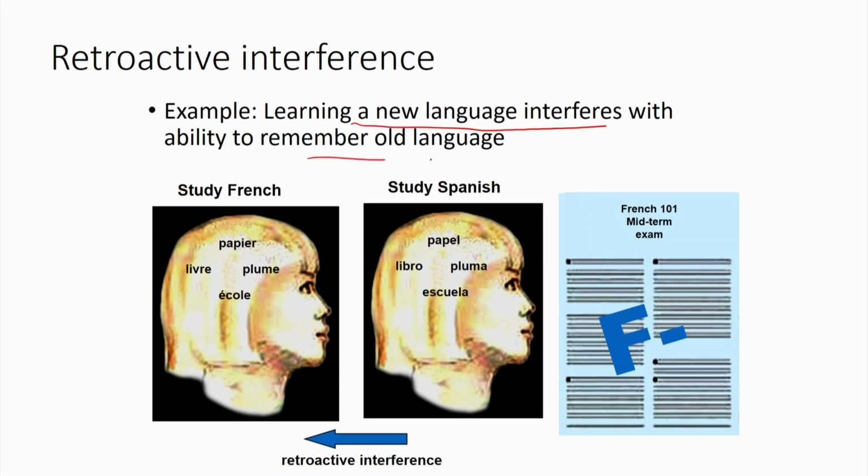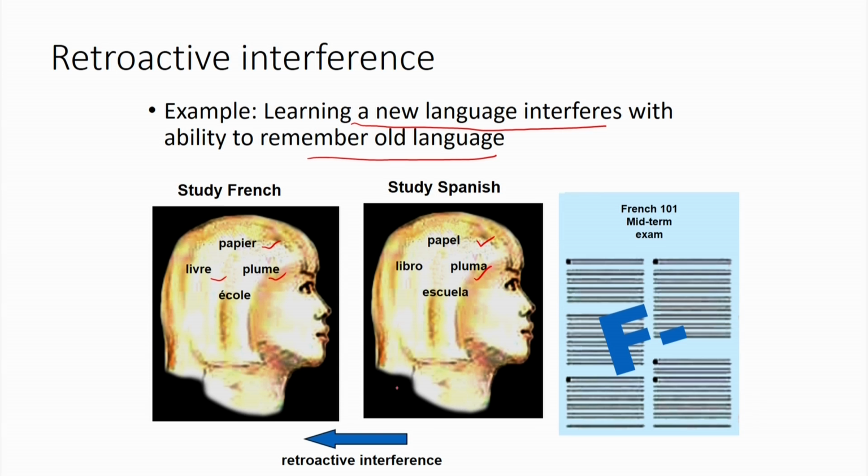A quick paradigm example: learning a new language interferes with the ability to remember an old language. This person here knows French, and these are the French words that she knows, and after that she learns Spanish. Now, papier and papel are both for paper, and pluma and plume are both for feather, and so there are these kinds of things which are very similar in the two languages.